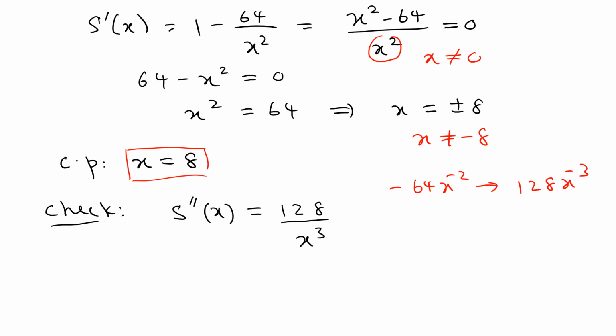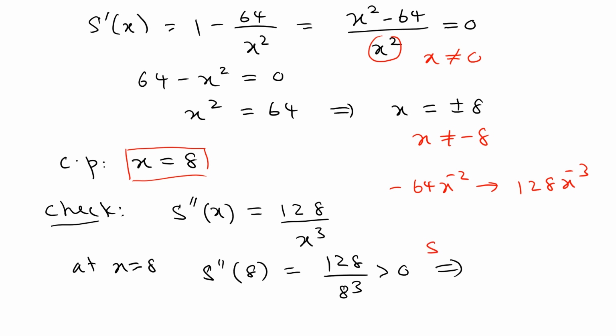At x equal 8, the second derivative at 8 equals 128 over 8 cubed, and you only need to know it is positive. You don't even want to simplify this. Positive means by the second derivative test that it has a minimum. So at the critical point x equal 8, there is a minimum.